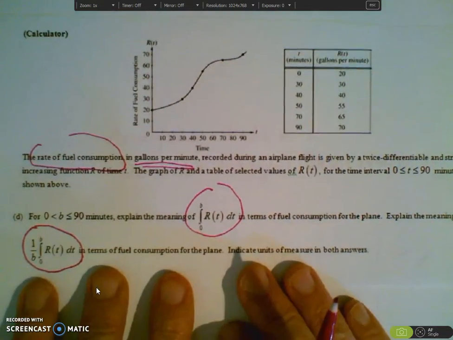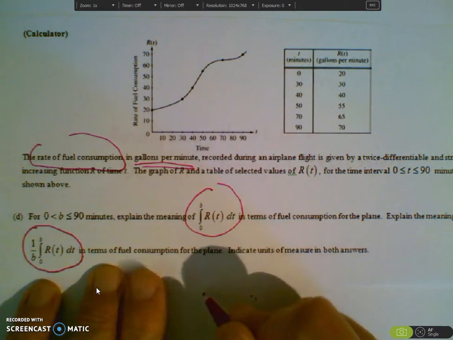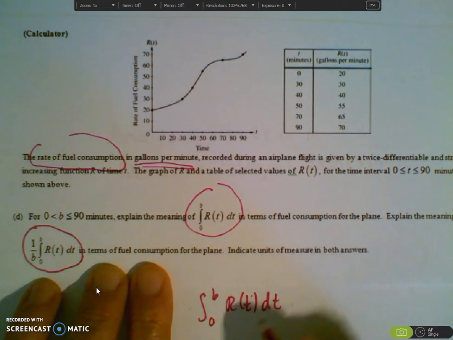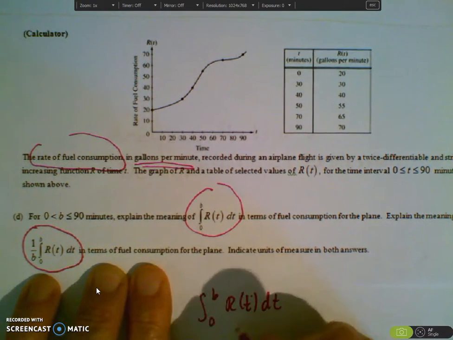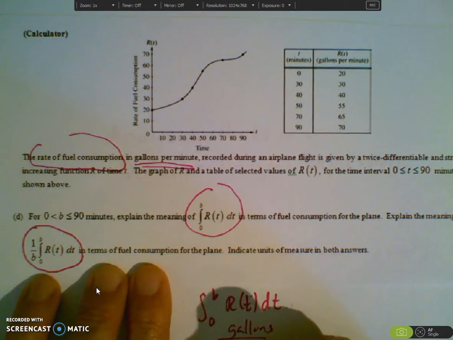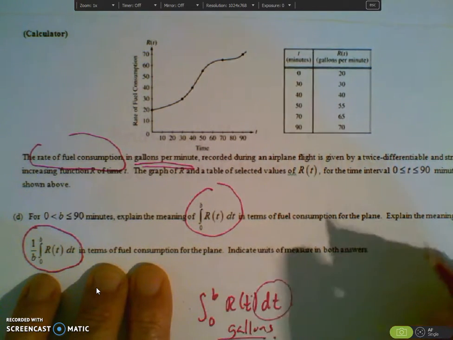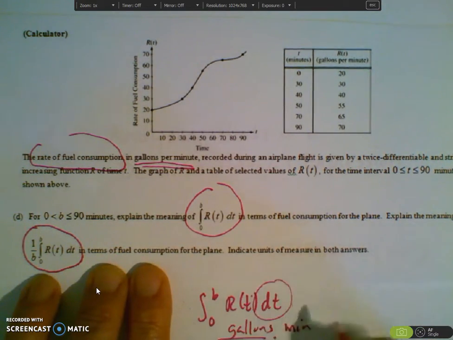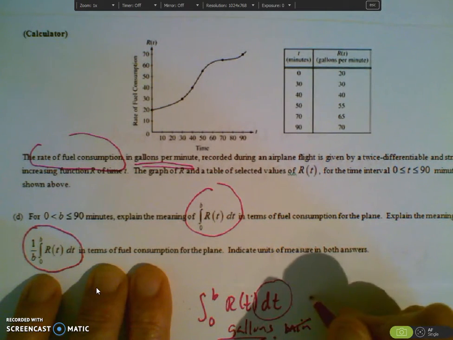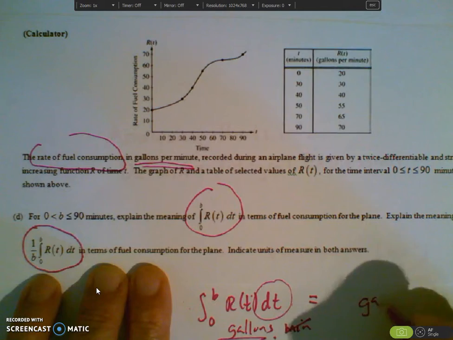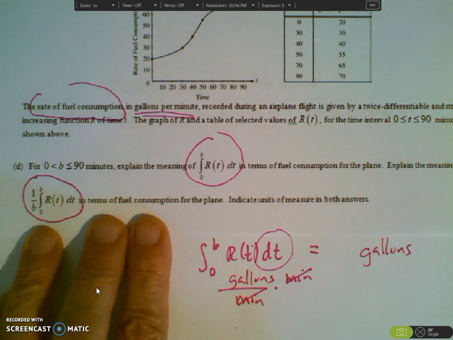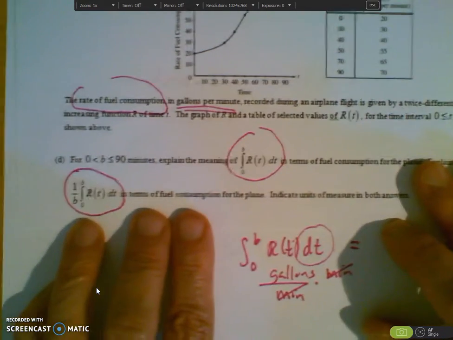Okay, welcome back. We've got two definite integrals to interpret. In this first one, the integral from 0 to b of r of t dt, r of t, we learned earlier, carries units of gallons per minute. Whereas this differential is our time measurement, and that's done in minutes. The minutes will divide out so that our final answer for this definite integral will be something that's measured in gallons. Is that what you got? Let's look at our other definite integral.